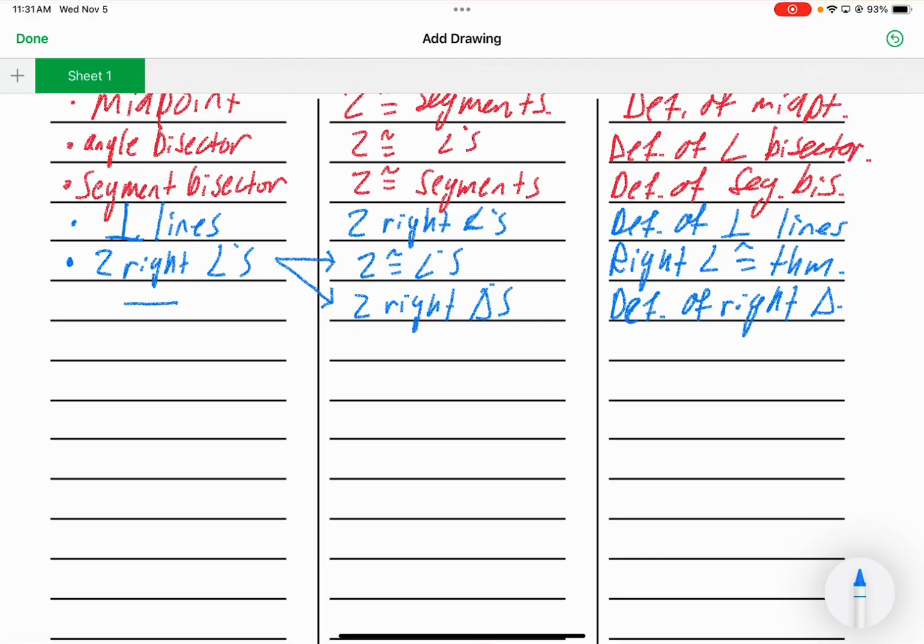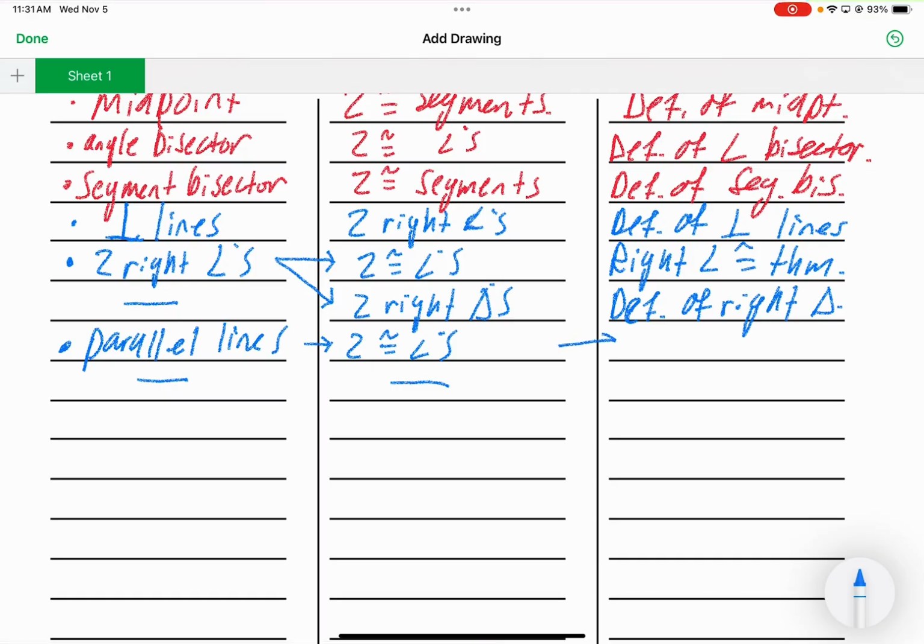All right, how about this one? Parallel lines. If you said it, I'm sorry, I didn't hear it. If you know that lines are parallel, what do we get from parallel lines? You get 2 congruent angles, right? So 2 congruent angles. Here's what I'm going to do. I'm going to put a dash under parallel lines. I'm going to put a dash under 2 congruent angles.